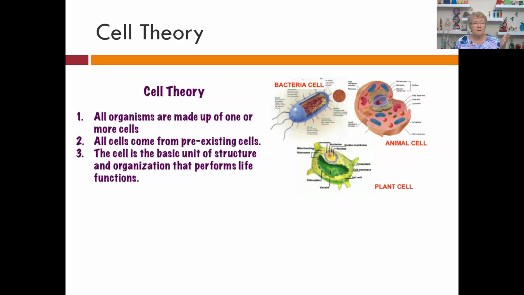And the third one says the cell is the basic unit of structure and organization that performs life functions. Basically, what that means is cells do the business of living. Cells are where life happens. Life functions take place because of and within cells. So those are the three parts of the cell theory.